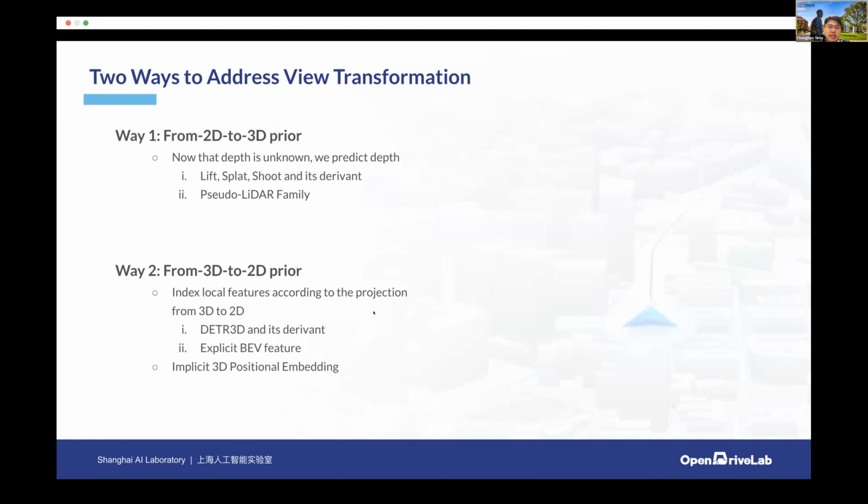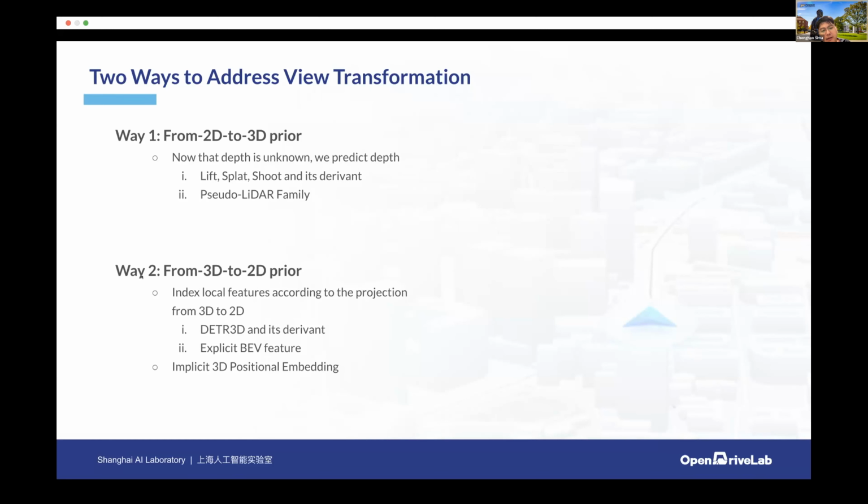So to address these issues, there are basically two ways to address the view transformation. One is based on the 2D to 3D prior. Now that the depth is unknown, we can predict the depth itself. This is illustrated by famous work like Lift-Splat-Shoot and its variants like BEVDepth. Another line of work is the pseudo-LiDAR family.